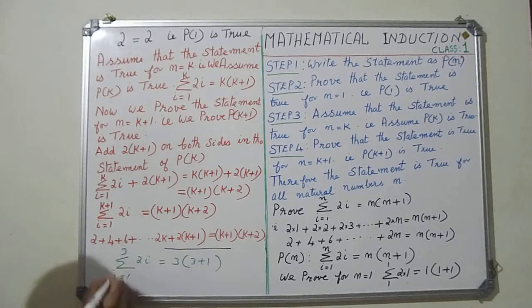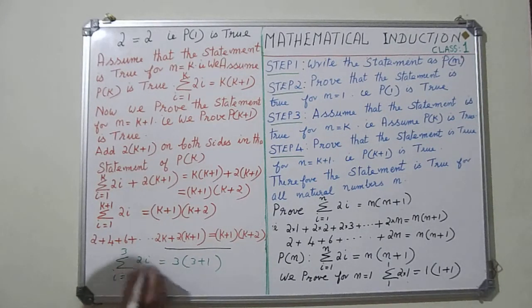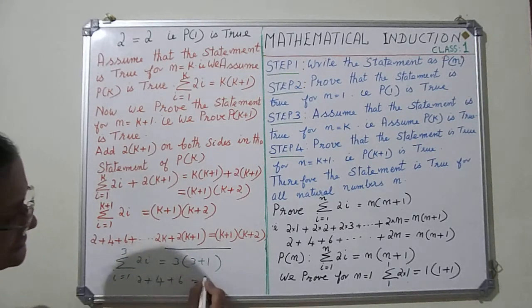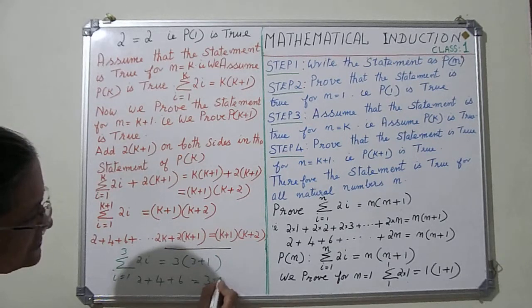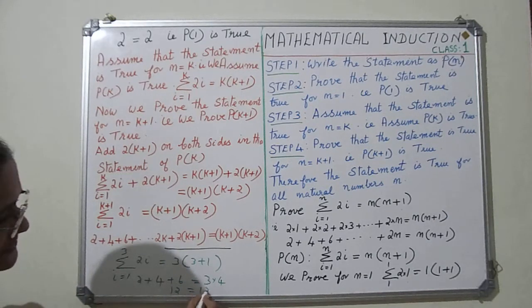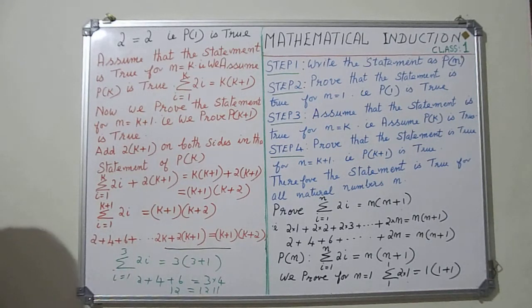Okay. What is sigma i varying from 1 up to 3 of 2i? That is, put i equal to 1, we have the first term as 2, plus put i equal to 2, we have 2 times 2, that is 4. Put i equal to 3, we have 2 times 3, that is equal to 6. Is equal to, what about the right hand side? 3 times 4. Are they equal? 2 plus 4 plus 6, that is 12. 12 is equal to 12. Okay, the result is true for n equal to 3.